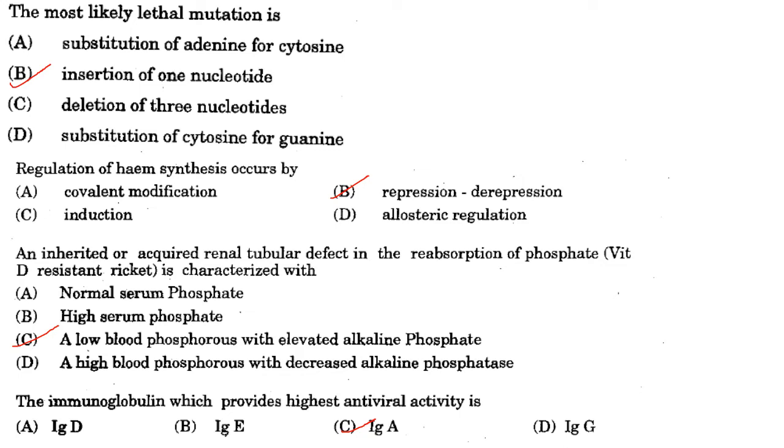An inherited or acquired renal tubular defect in the reabsorption of phosphate is characterized by a low blood phosphorus with elevated alkaline phosphatase. So answer is option C. The immunoglobulin which provides highest antiviral activity is, so answer is option C, IgA.